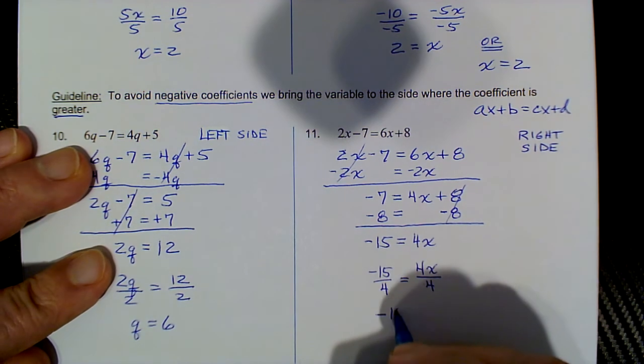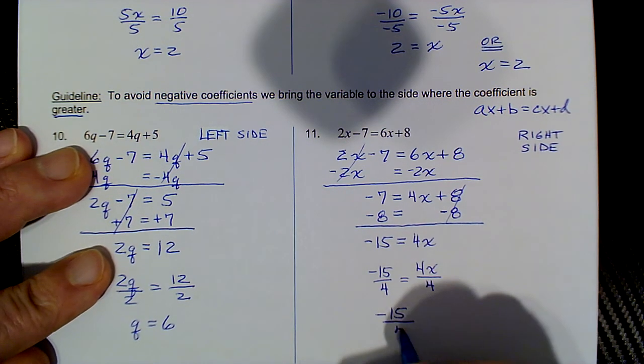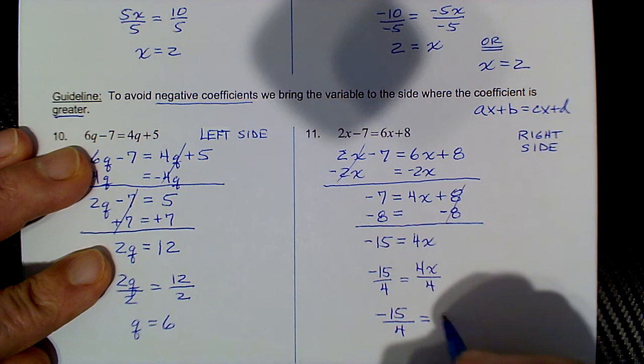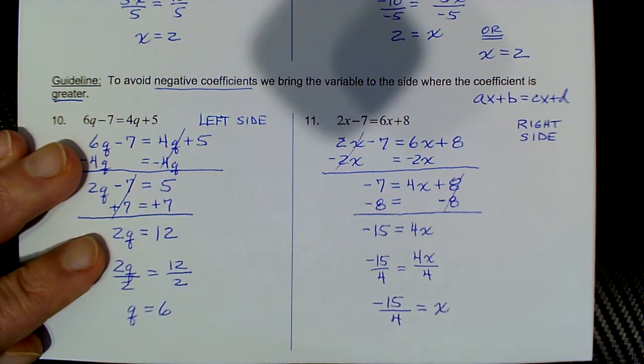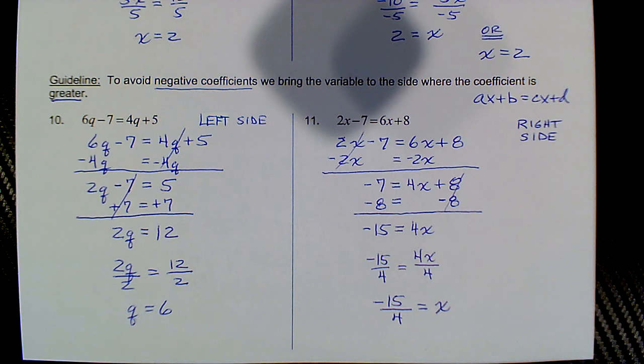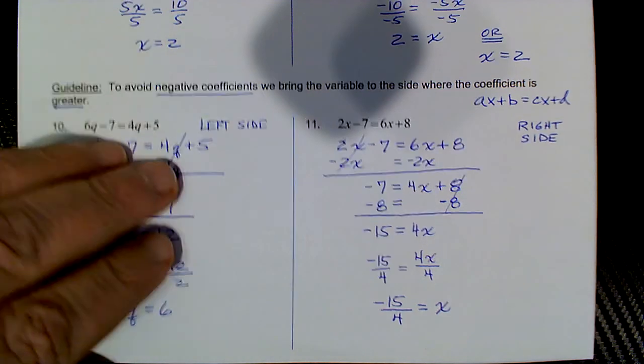And here's a case where 4 doesn't go into 15 evenly, and there's no common factor, so that's our answer. So we could have fractions as our answer, and we prefer improper fractions over mixed numbers. So negative 15 over 4 is the way we would prefer to leave that answer.